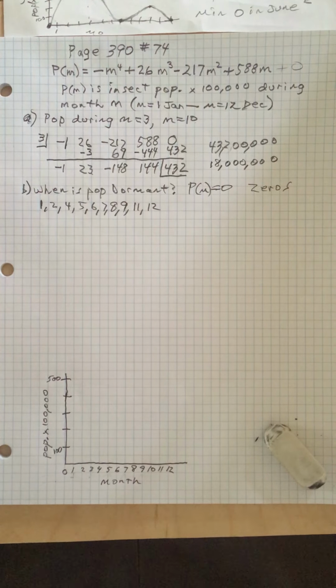Well, with this one, it's easy. We have a 1 minus 1 test. So if we look at the 1 test, remember that just means add up the coefficients here. So minus 1 plus 26 minus 217 plus 588. If that equals 0, then 1 is a root.